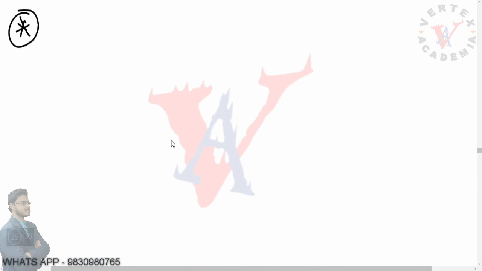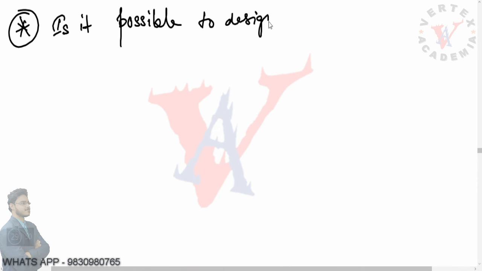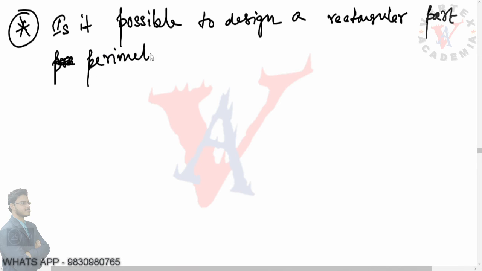So let's come back to the point. Sometimes I get a bit deviated. So what is the question? Is it possible to design a rectangular park whose perimeter is 80 meter and area is 400 meter square?